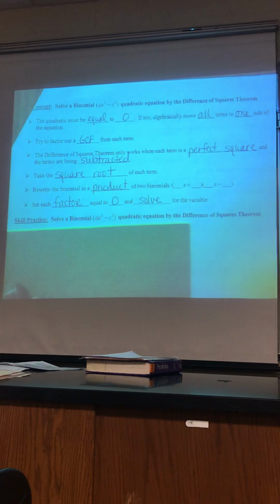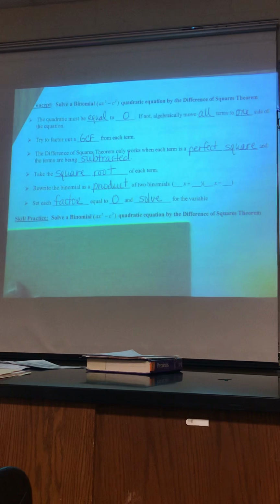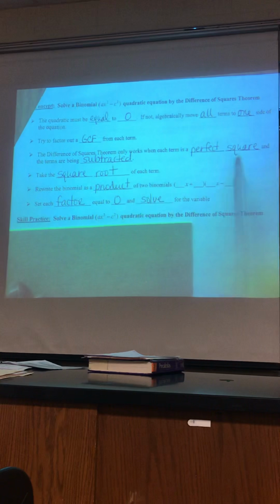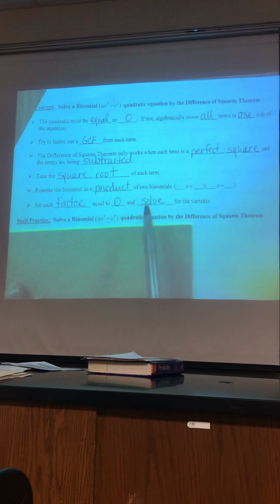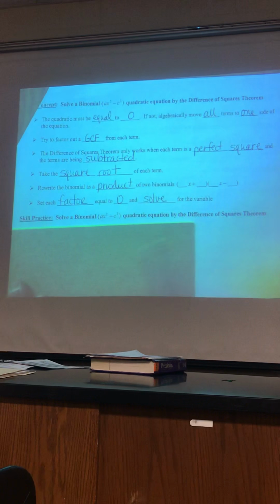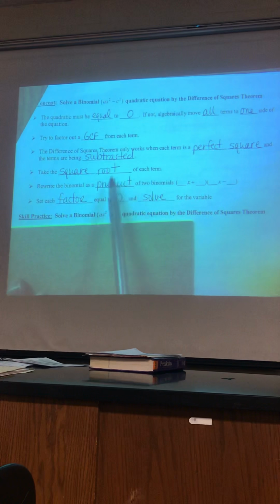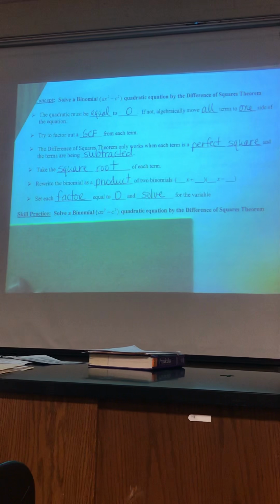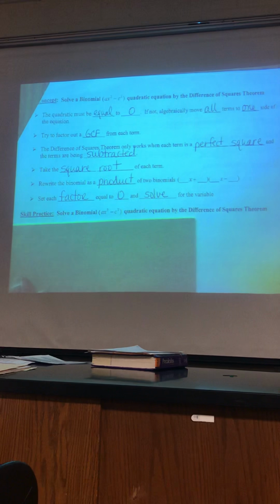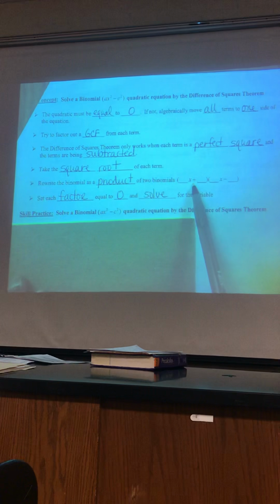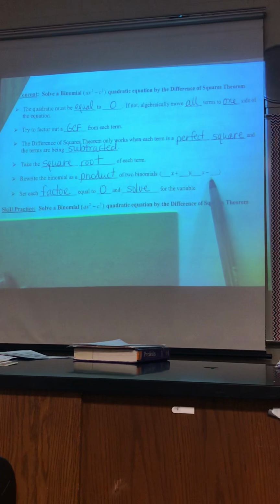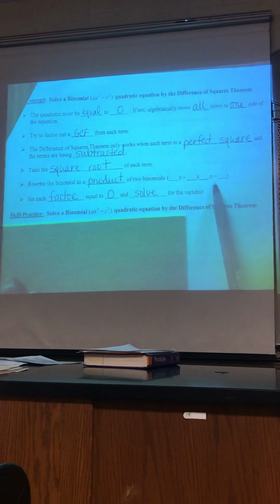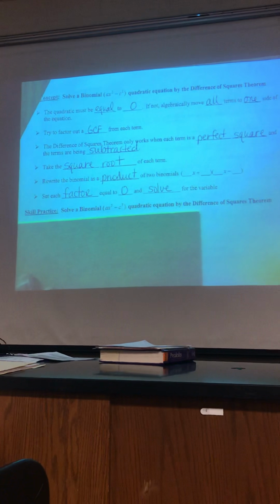The reason that this one is going to be solved differently is because each of the terms is a perfect square, and they are being subtracted from each other. So this won't require us to do a times c or make a box. All we have to do here is take the square root of each term and then write that as a product where one of them is plus and one of them is minus. Once we have it factored, we set them equal to 0 and solve.